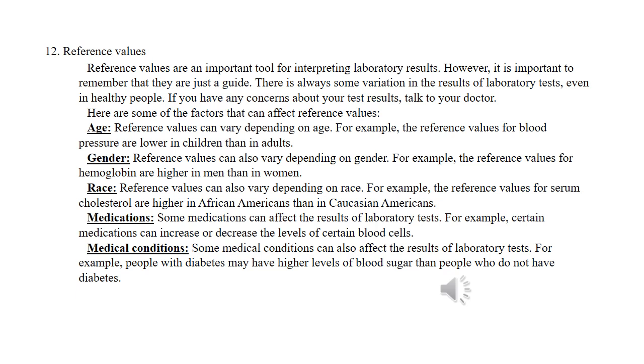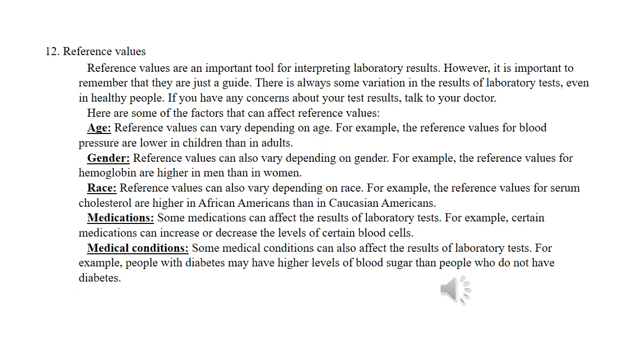Here are some of the factors that can affect reference values. Age. Reference values can vary depending on age. For example, the reference values for blood pressure are lower in children than in adults. Gender. Reference values can also vary depending on gender. For example, the reference values for hemoglobin are higher in men than in women. Race. Reference values can also vary depending on race. For example, the reference values for serum cholesterol are higher in African Americans than in Caucasian Americans.